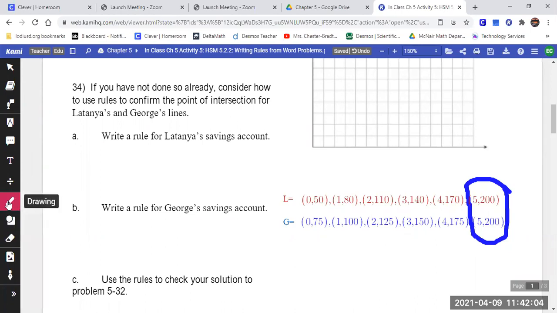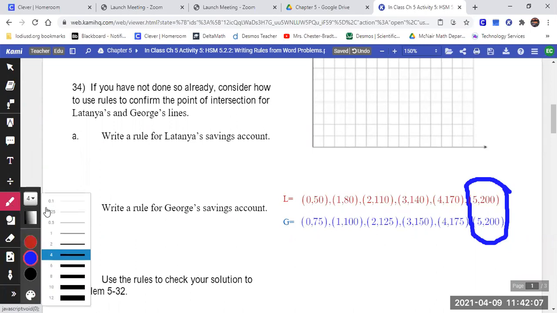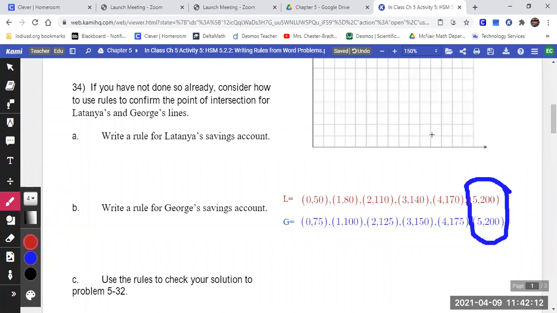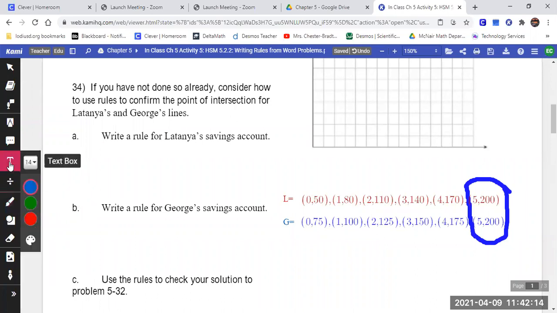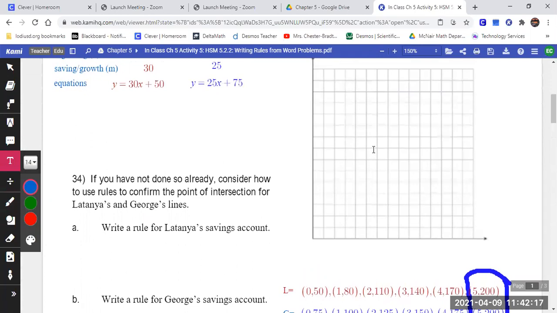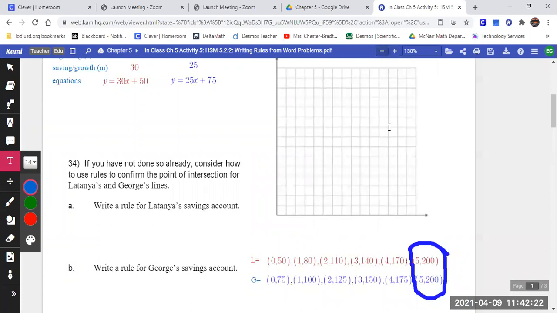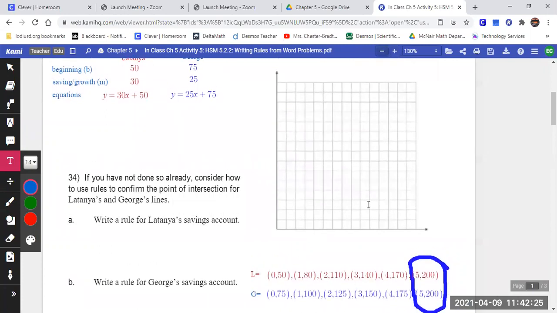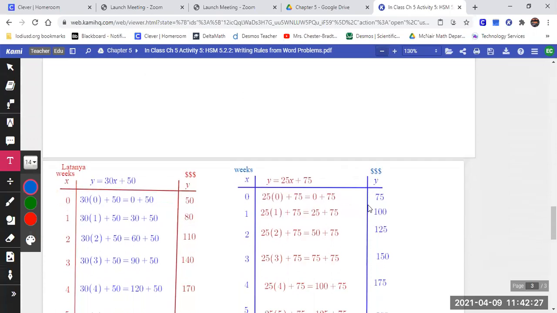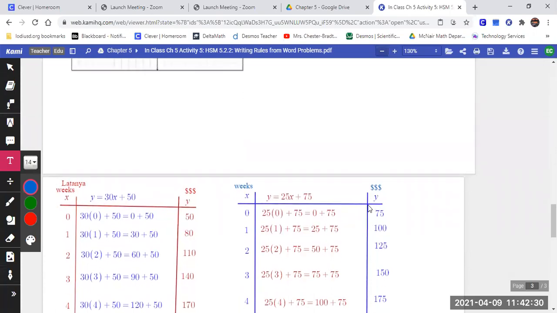The other way is the graph. So let's go get the graph. I want this to be this because I'm graphing, but I want it to be red. I'm getting LaTanya. Okay, so first thing, we have to label our graph. We have to label what the directions mean. For our graph, what did the X's mean on our table? What word is with the X? Weeks. What word is with the Y?